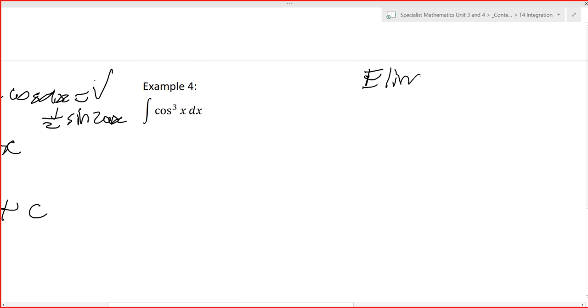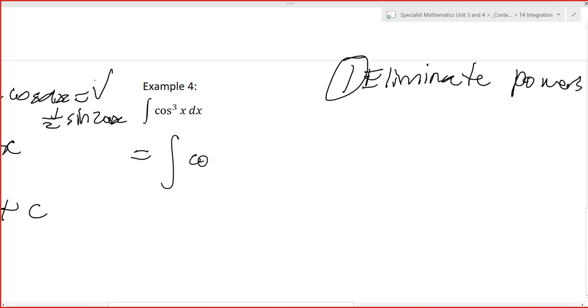Eliminate powers. That's my kind of big hint to doing these. Eliminate the powers. So this is the same as cos x times by cos squared x dx.